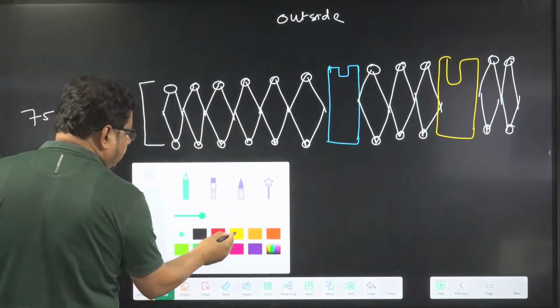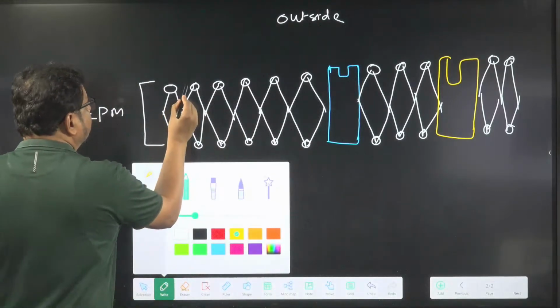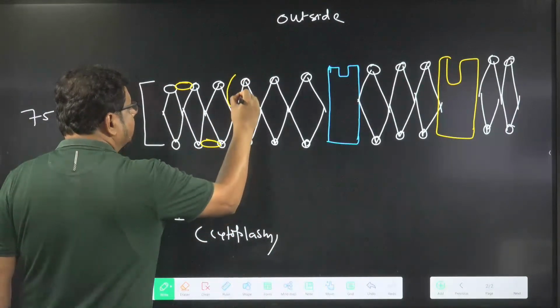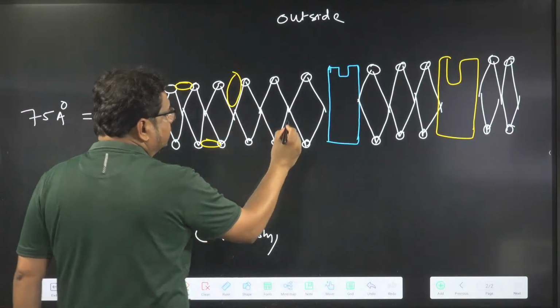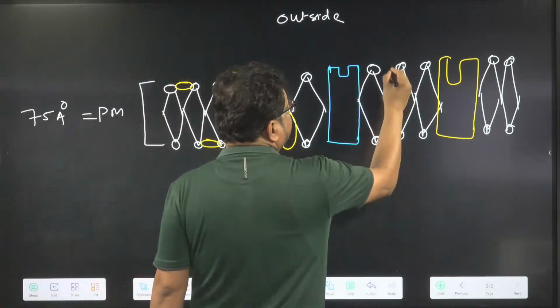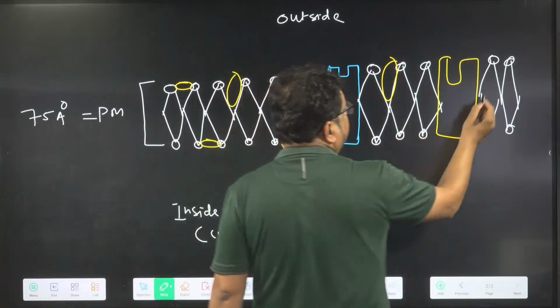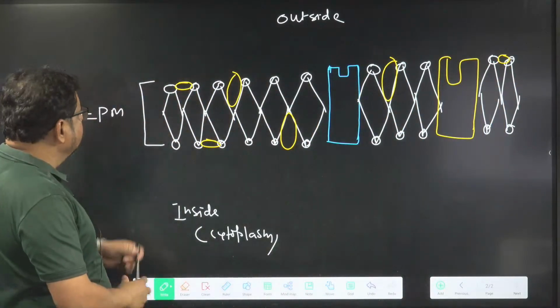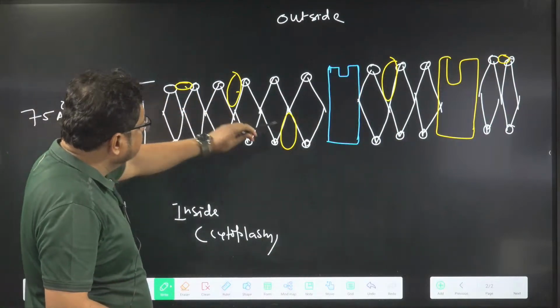And meanwhile, another type of protein is also there. Some protein is like this, like this. Some protein is like this. Some protein is like this. Got the idea or not? So protein is present in which pattern? Mosaic-like pattern. No continuous pattern of the protein is there. So who is embedded in a mosaic-like fashion? Protein.